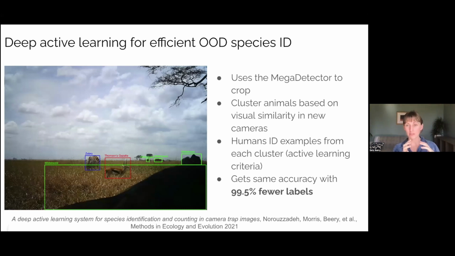So first, for a given camera trap, we detect all of the potential animal images over an entire season. Then we cluster those based on visual similarity for each new camera. And then we have humans ID the clusters. And the active learning criteria is heavily leveraging the fact that there is this visual similarity over time for a given static camera. And we're able to get the same accuracy with 99.5% fewer labels.